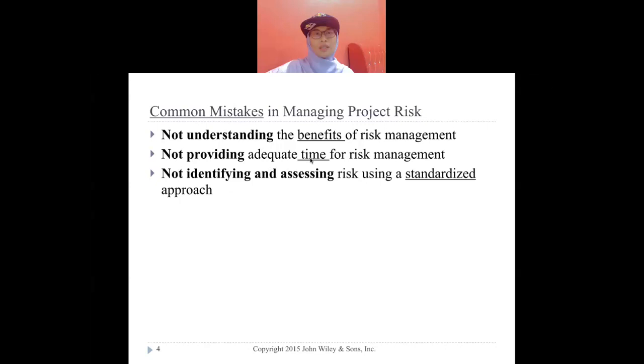Not providing adequate time. Because you are rushing kan? You are rushing proposing a project. So, you don't have time to have the risk management plan. So, it can be lah. Okay? Not identifying and assessing risk using a standardized approach. Inilah. Tak identify. Or tak menggunakan pun approach, okay? Approach, a method, to try to identify and assess the risk.